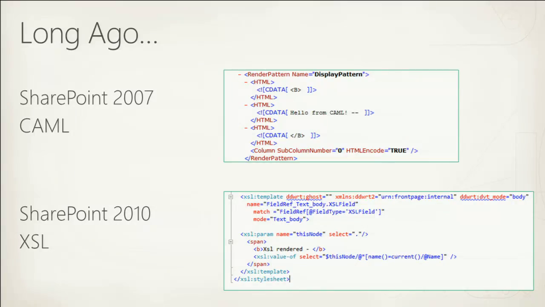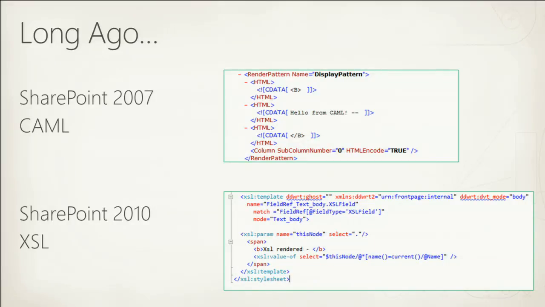So you had a render pattern. There was some sort of HTML block. You could output some markup in these CDATA blocks. And then you had this column, subcolumn number 0 business. It really didn't make much sense. I mean, certainly it was good enough at the time, and it was a breakthrough at the time, but we needed to move forward.